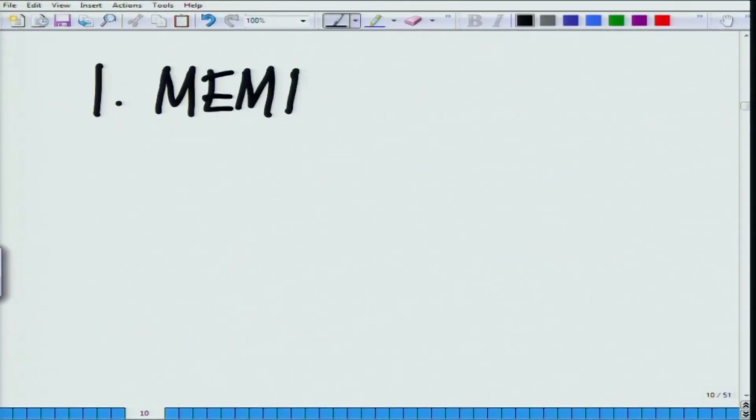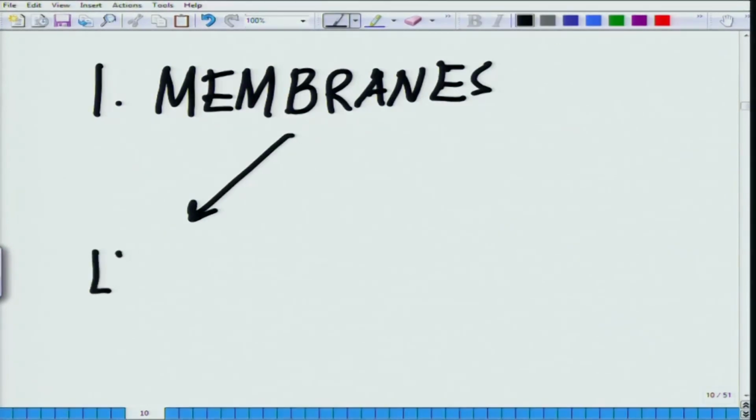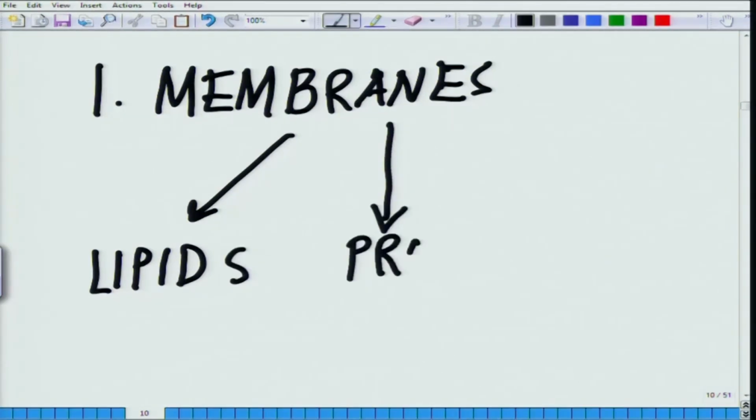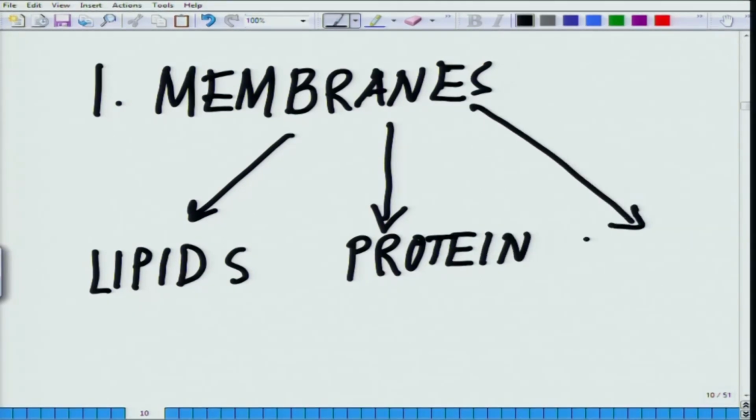So, most of them are made up of lipids, proteins, as well as, on top of these proteins and lipids, carbohydrate molecules which are attached to them. In other words, the first common feature about them is that membranes are made up of lipids, one of the key components, proteins, another major component, and the third component is carbohydrates.